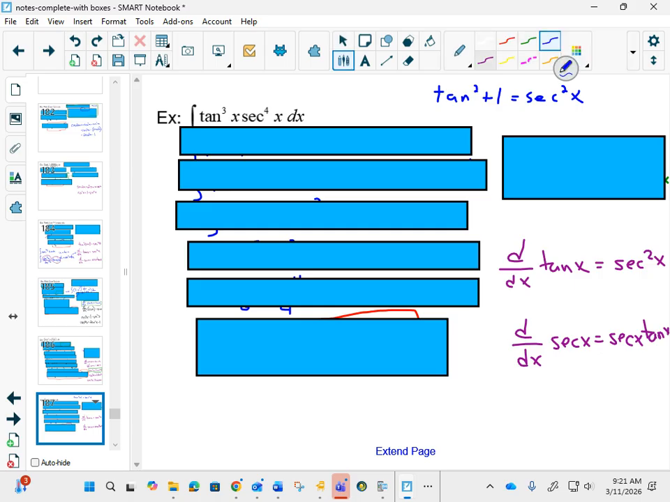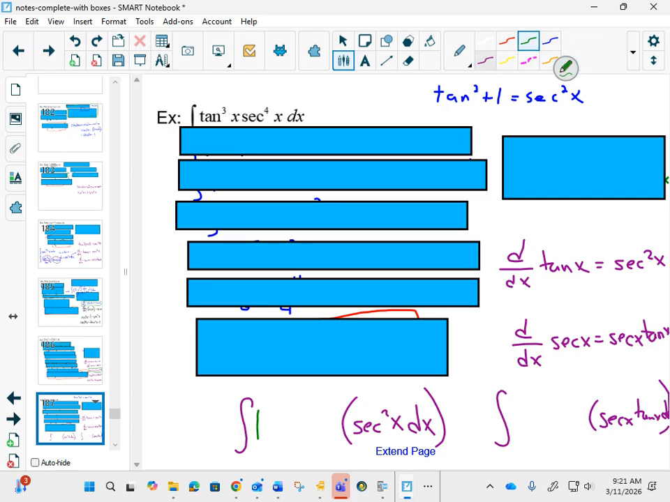So if I wanted the secant squared dx, or if I wanted the secant x tan x, those are my two options for my dx's. Either having the secant x tan x with my dx, or my secant squared with my dx. If I have the secant squared with my dx, what would be left after I took that out?